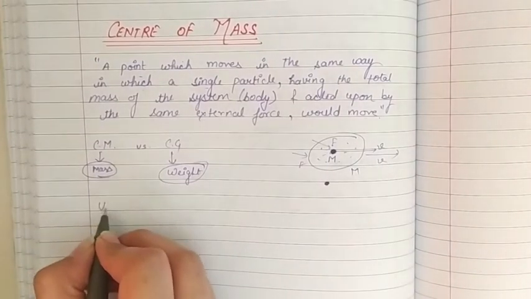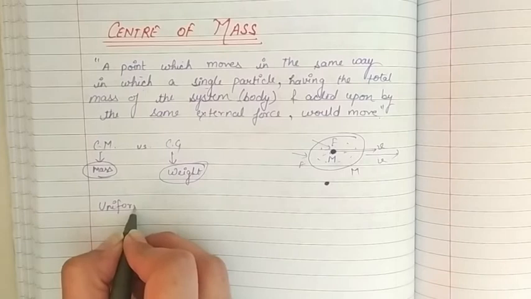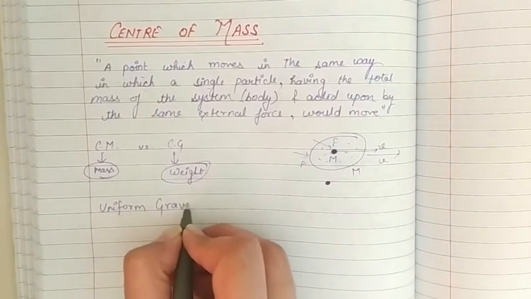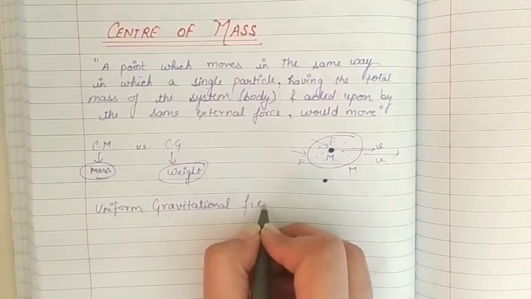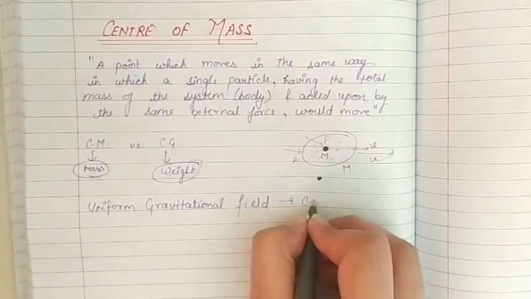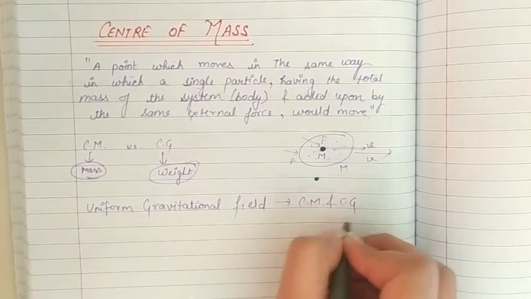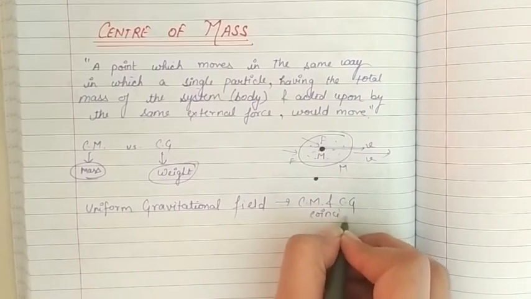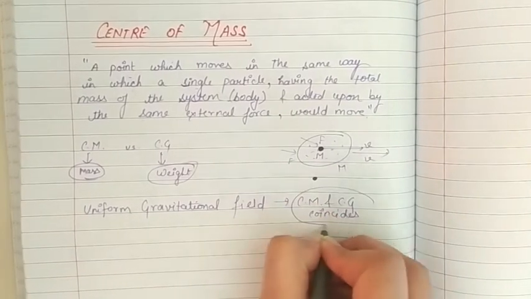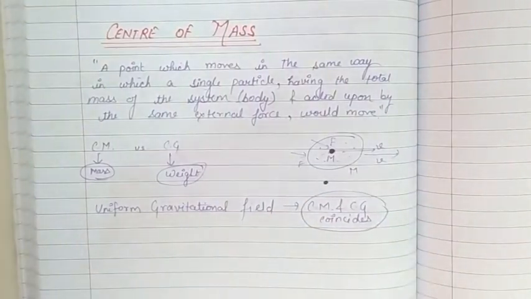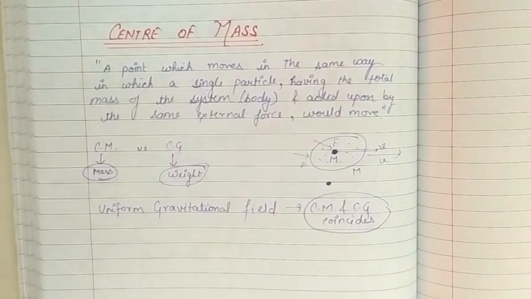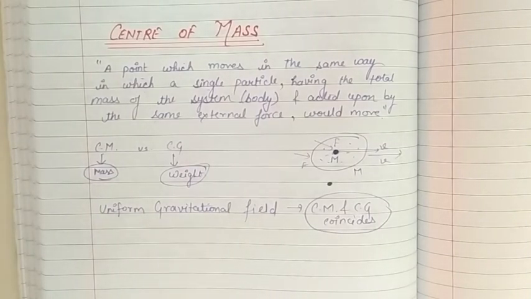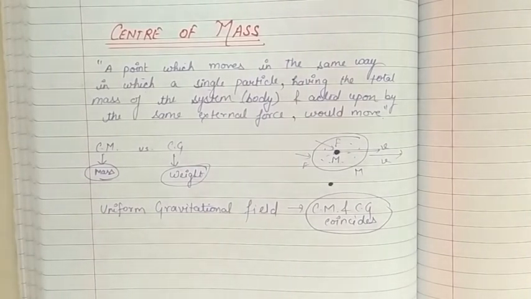Now in the case of a uniform gravitational field, the center of mass and center of gravity coincide. So if we have a uniform gravitational field in the region, then the center of mass and the center of gravity coincide with each other. So that's the whole thing about center of mass.